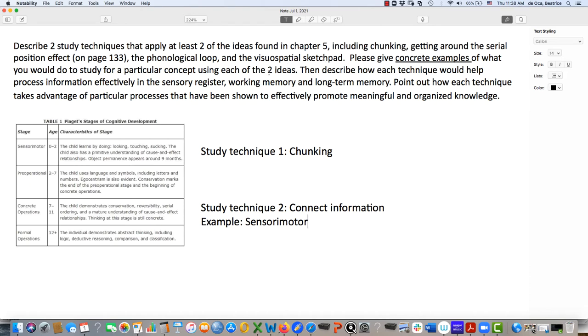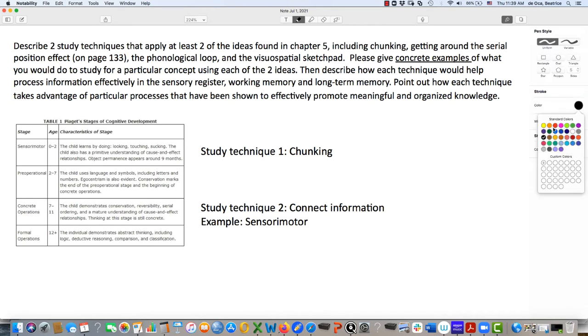So we want to describe 2 study techniques. So refer to an actual thing that you want to study. Here, Piaget's stages of cognitive development as a simple example, something that we've probably all been exposed to. The first study technique that I'm going to use is chunking, and it lends itself to this very well because we have quite a bit of information here. We have the stages, the age, and the characteristics and so on.